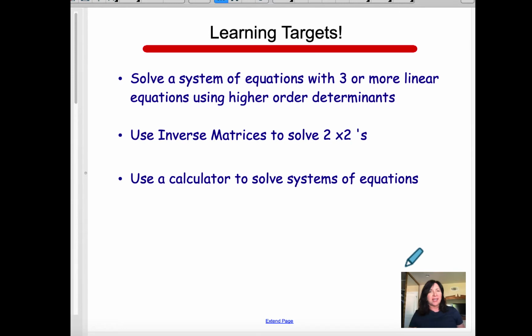All right. So today's targeted learning objective is solving a system with three or more linear equations using the higher order determinants. We are going to use inverse matrices to solve a 2x2, and also use a calculator just to show you how to use that, because why not use it if you're short on time, especially if you're taking an SAT or something like that, where you have a specific amount of time and they don't really care how you solve the 3 by 3. You may know all these different ways to solve a 3 by 3, but they only want to know the quickest way and the answer.